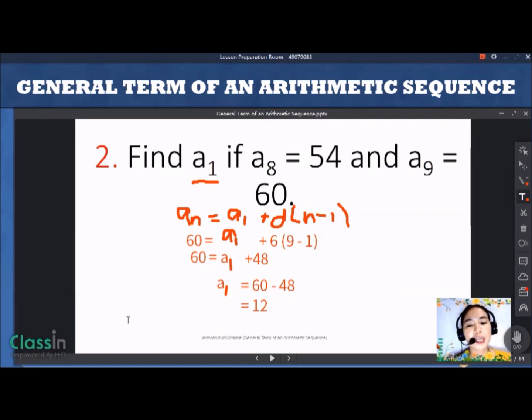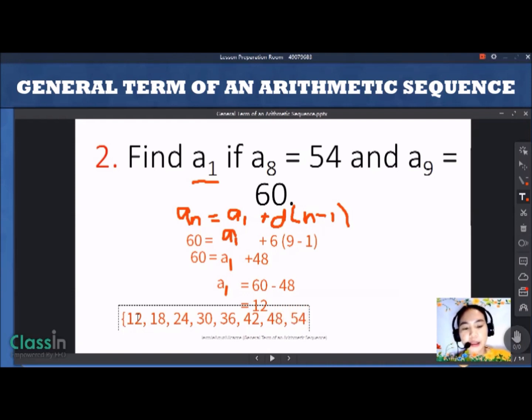How are you going to check? You can start with 12. Common difference is, what is the common difference? 6. Okay, then you add 6. 18, 24, 30, 36, 42, 48, 54, and 60.